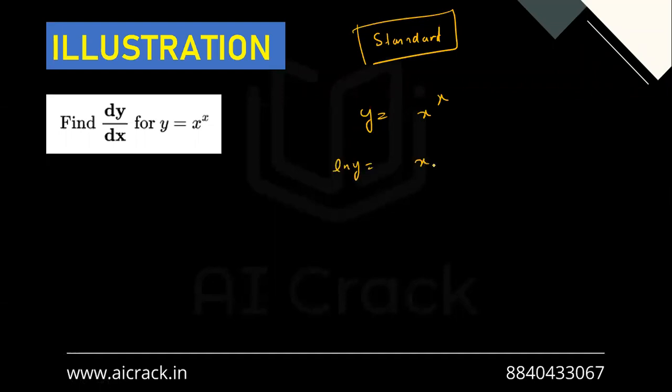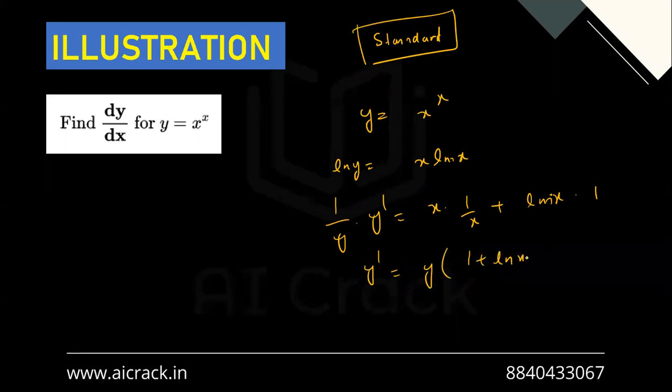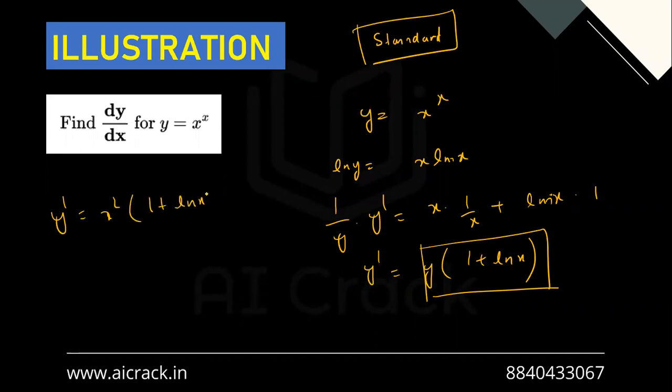ln y would give me x times ln x. So basically (1/y) y' would give me x times 1/x, plus, by the product rule, ln x times 1. So that would give me y' = y times (1 + ln x). So this you have to remember. So y' = x^x (1 + ln x). Just remember this for this function.